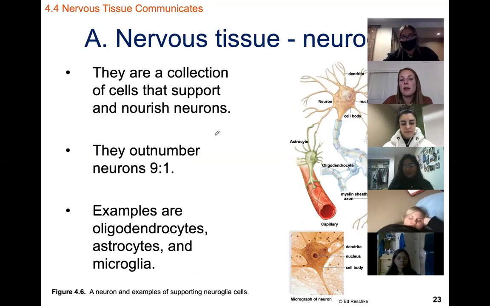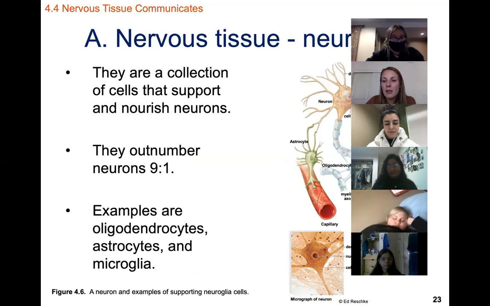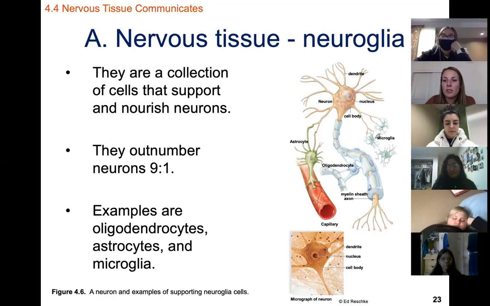There is a collection of cells that support and nourish the neurons. These are called the neuroglia. And they outnumber neurons 9-1. Okay, so neuroglia are essentially like the support system to the nervous tissue. The different types of the neuroglia are the microglia, the oligodendrocyte, the astrocyte, which are the ones that I just highlighted there. Those are called neuroglia. They just support the neurons, and they outnumber neurons 9-1. So there's a lot more neuroglia than there are neurons.